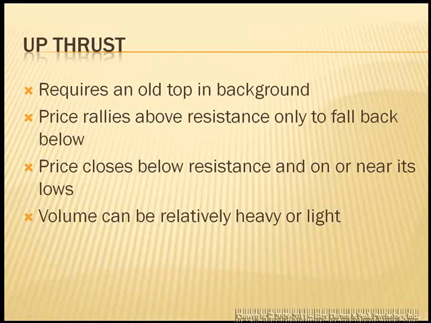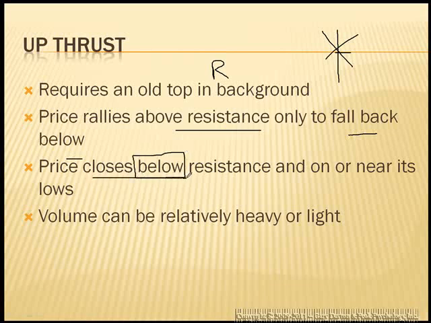Okay, upthrust. We need to have an old top in the background or resistance, a clear indication of resistance in the background. We can't just have what looks like a weak bar and say, oh, that's an upthrust. That doesn't work. So price, it's the opposite of a spring. Price is going to rally above that resistance and then fall back below it. And then price has got to close below. That's the key idea here. Close below resistance. And it's best when it does so on or near its lows.